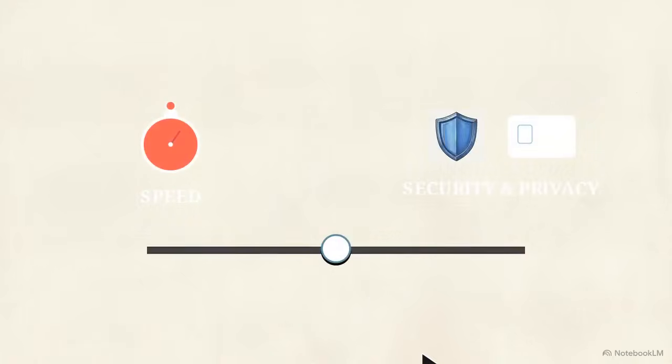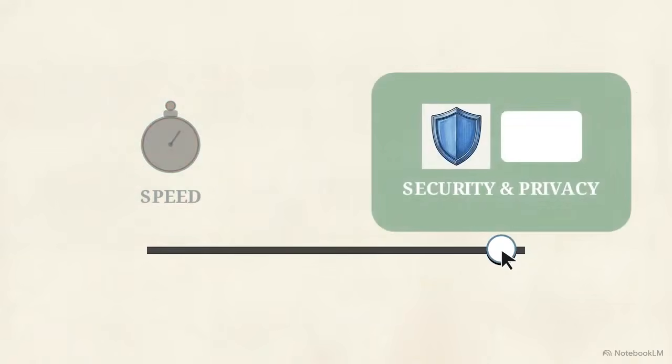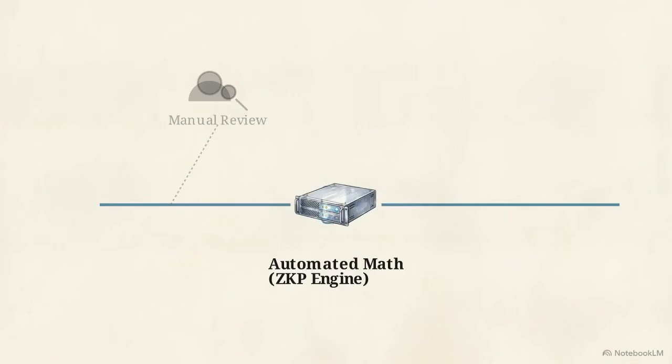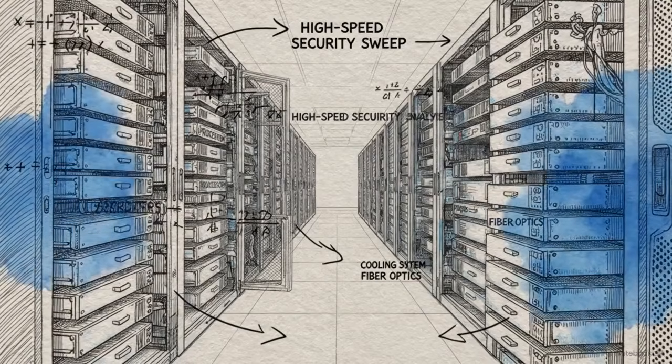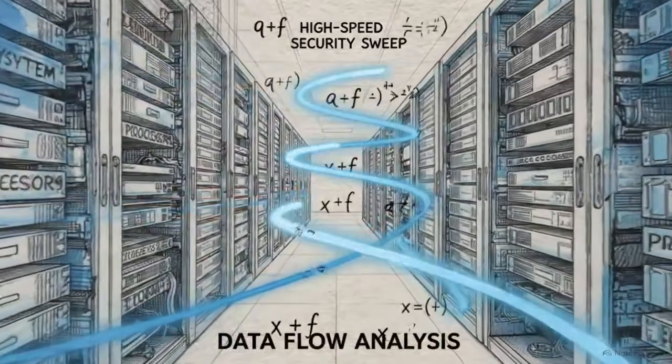Historically, you had to choose. Moving money fast usually meant doing fewer security checks or sharing more of your data to prove who you were. By using automated math to verify patterns instead of manual reviews, the network handles the security checks in milliseconds, allowing the system to stay fast and private at the same time.